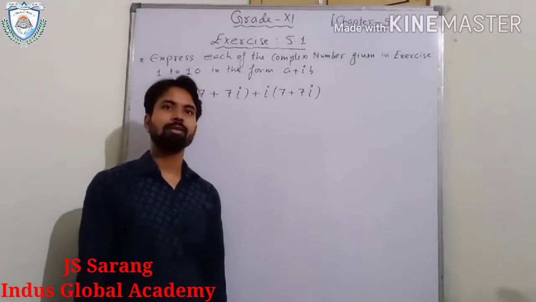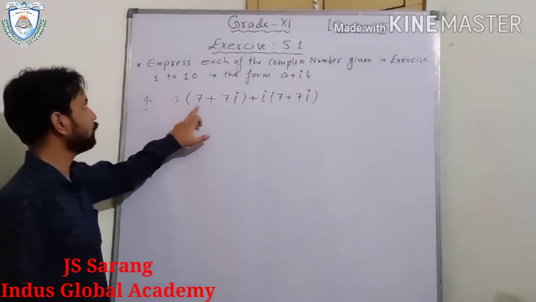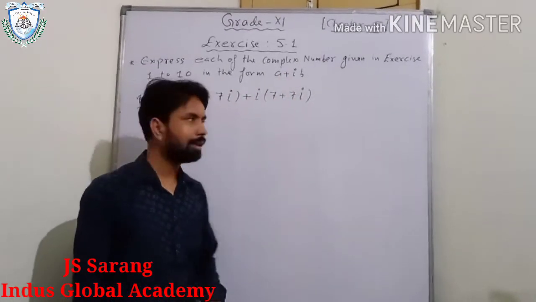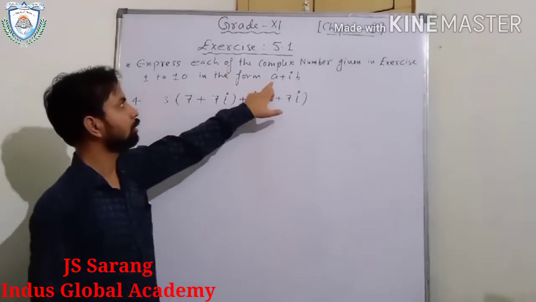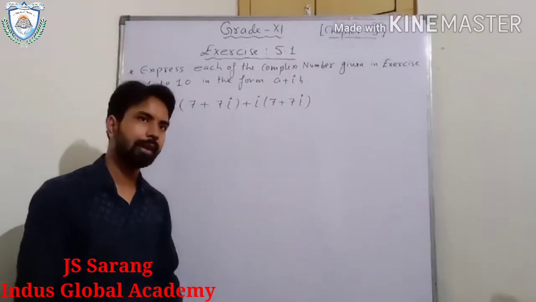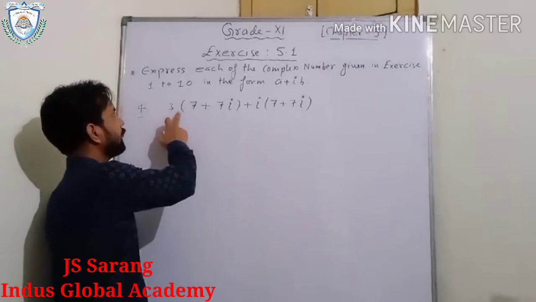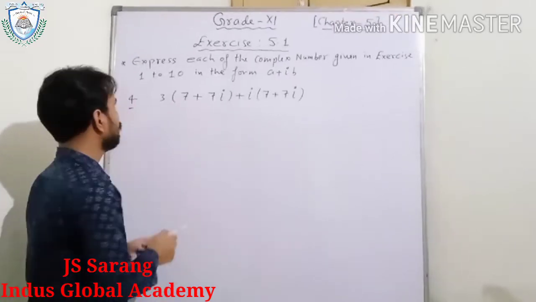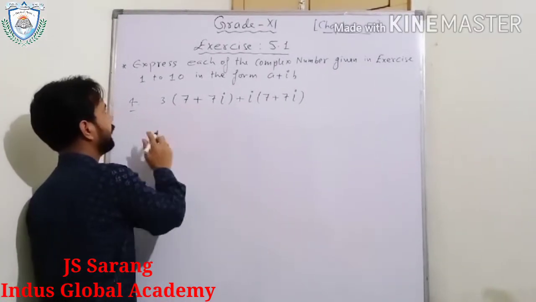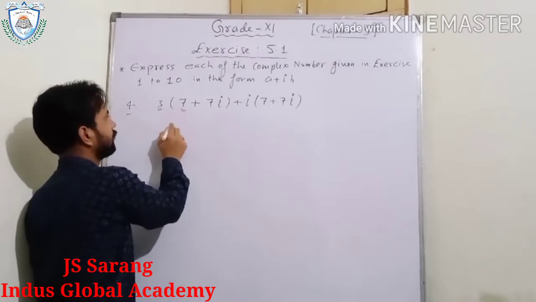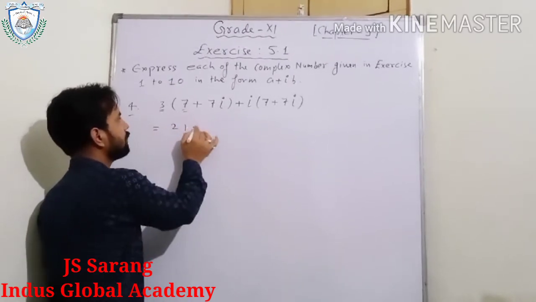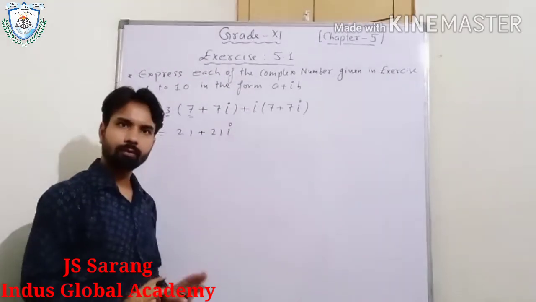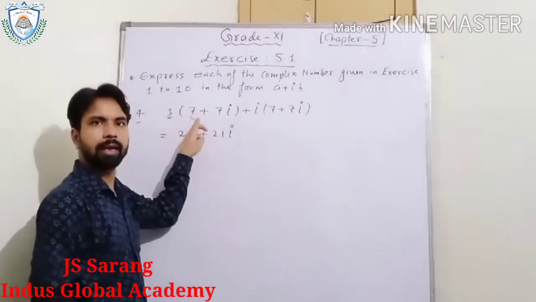Students, our next question is 3 into (7 plus 7i) plus i into (7 plus 7i). We have to express this in the form a plus ib. So it is very simple. 3 is in multiplication with this bracket and this i is in multiplication with this bracket. So we will multiply 3 inside the bracket. So 3 sevens are 21, plus 3 into 7i, 21i. Got it? Simple multiplication inside the bracket.